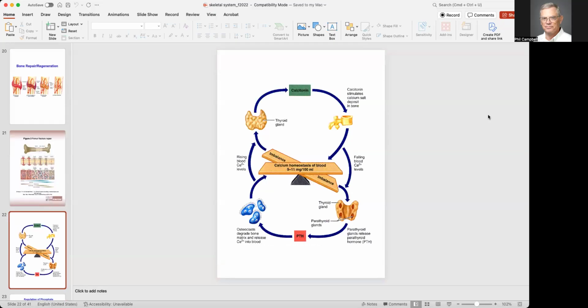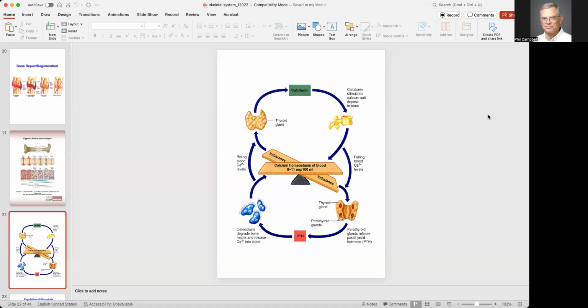Okay. I have repeatedly talked about how bone remodels itself constantly. Every year, 10% of your skeletal mass is replaced. Every 10 years, you have a new skeleton, right? Now, what drives these processes? They're always driven by hormones.